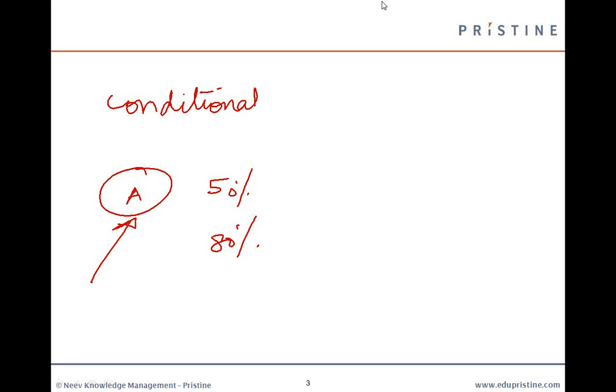Make sense? Any questions? No question? Okay, Sukhbir and Anil say, can you please explain again? Sure, I'll explain it again.